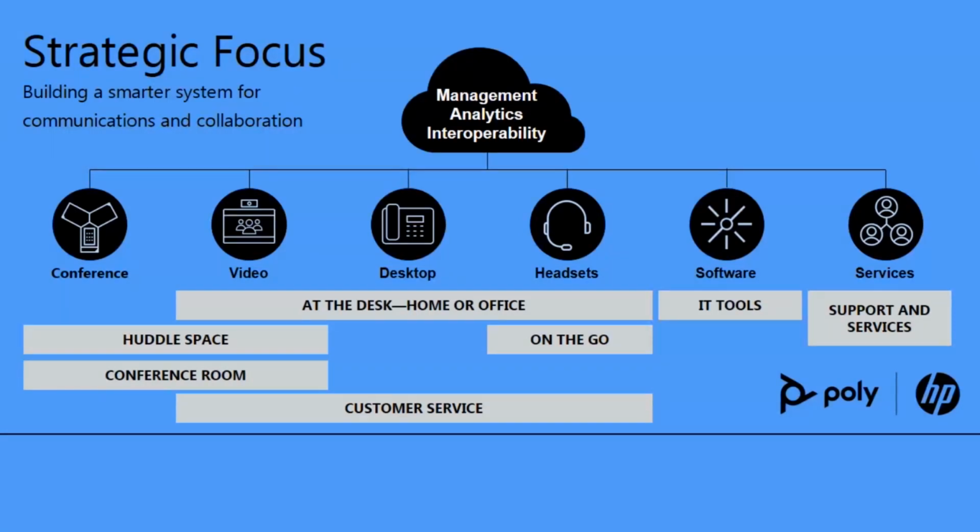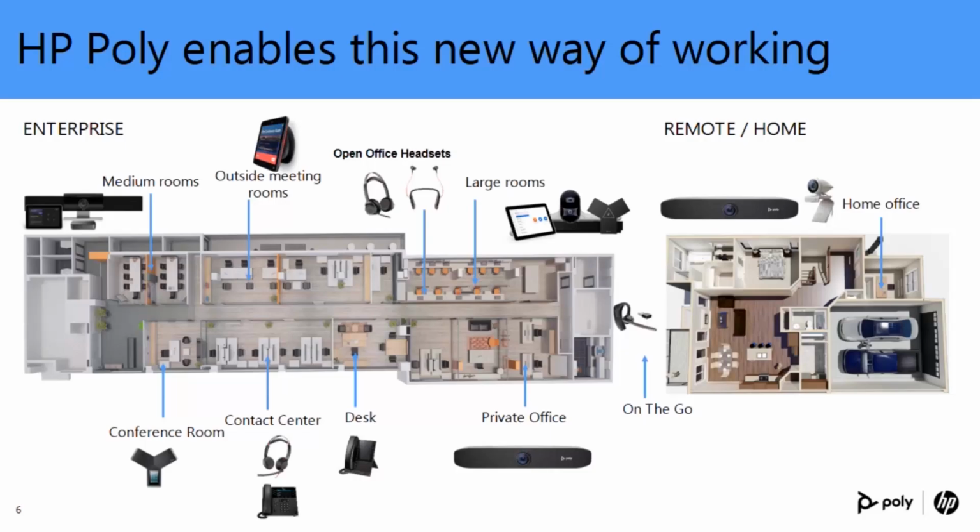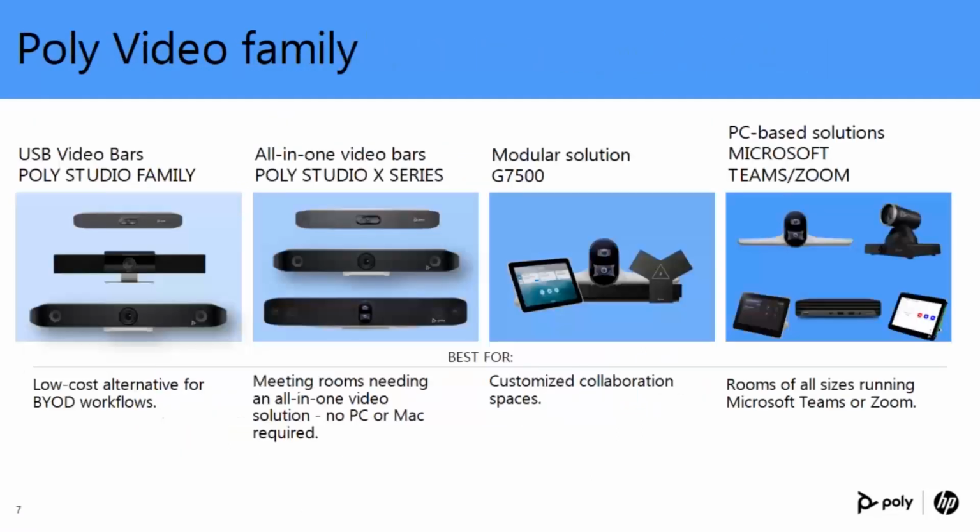So we have solutions for small spaces and medium rooms and conference, large spaces also. And Poly has solutions for remote and home use also. Moving forward, I'll explain one by one. We have four types of solutions in Poly. First one is the USB bars, next the Poly Studio X series, and then the G7500, which is a modular one, customized for collaboration spaces. And finally the PC based solution, specially designed for Teams and Zoom room solutions. In Poly USB bars, we have three types, and in the X series we have three models.